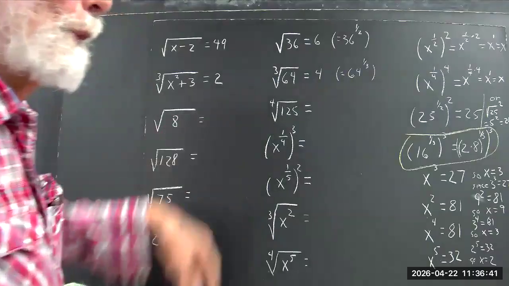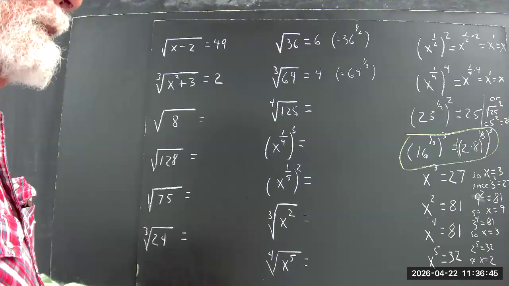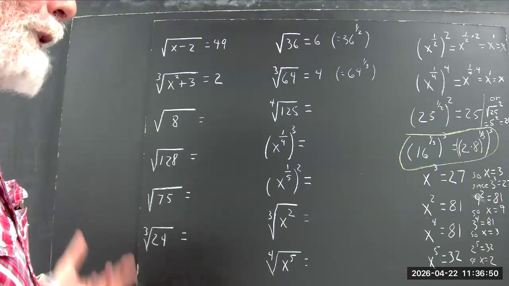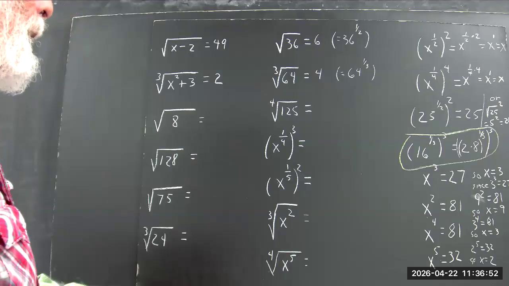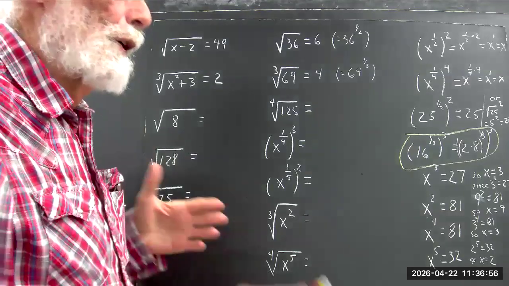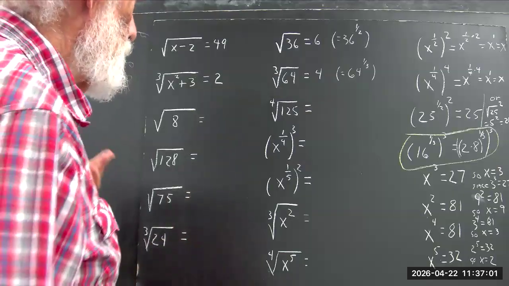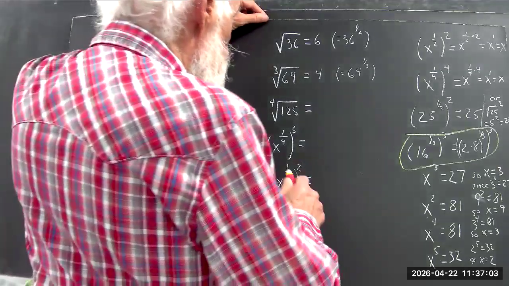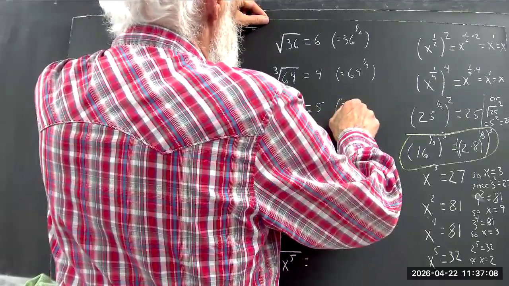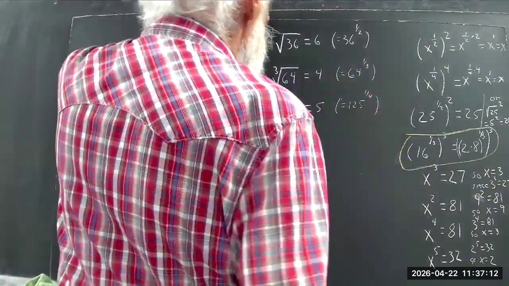4th root of 125. Let's try some numbers. Okay. 4th power of 2 is only 16. 4th power of 10 is 10,000. So it's not over 10. It's not as little as 2. What is it? Okay, well, hopefully you've paused and done it yourself instead of waiting for me to tell you. It's 5. And I just note that that's also equal to 125 to the 1/4.